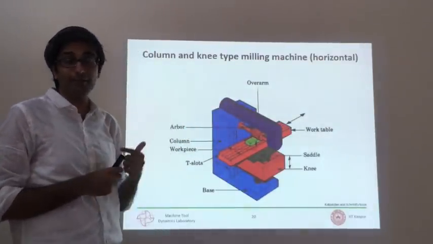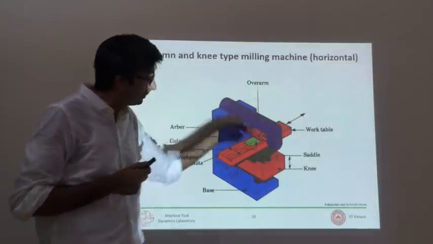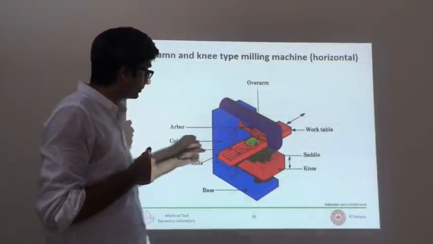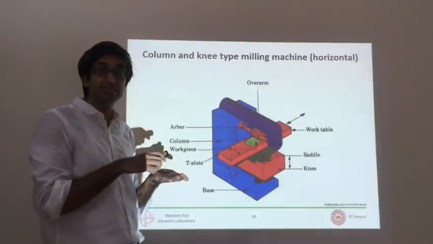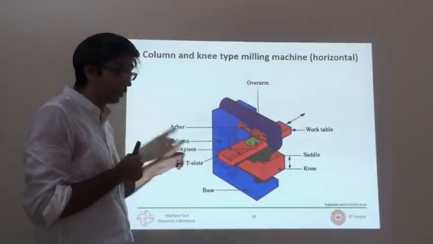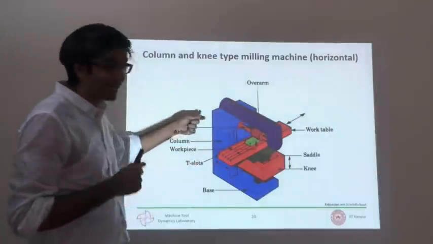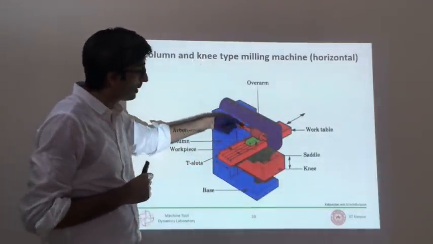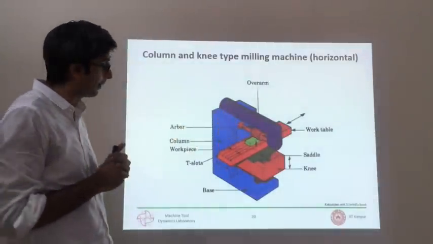In turning you gave rotary motion to the workpiece. In drilling you rotated the tool. In milling also you rotate the tool. The workpiece is moving in plane, or it has translational motion. It has 3 motions possible, 3 degrees of freedom, all translational. The z-axis in this case is always parallel to the spindle axis, and this is the spindle, so the z-axis is parallel to that.